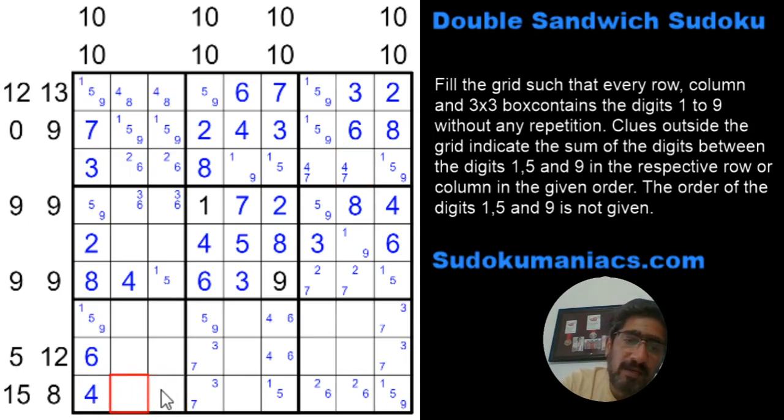But 3 would mean it has to be 2 and a 1. And 1 can never be outside the sandwich or inside the sandwich for that matter. It's part of the boundary law. So this has to be a 3 to make this 7, and I have a 159 here.